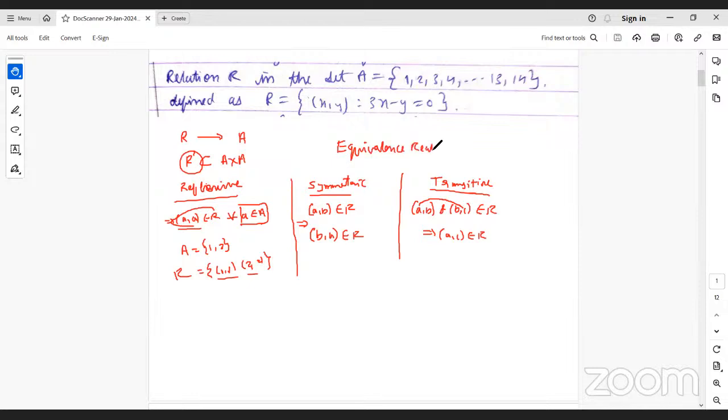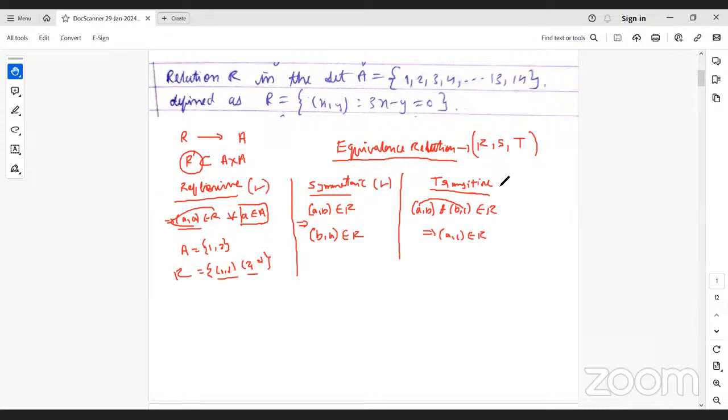So an equivalence relation is a relation which exhibits all the three types: it must be reflexive, it must be symmetric, and it must be transitive. If it is all three, then such a relation is said to be an equivalence relation. With the help of these definitions, we will try to solve the examples. I hope the definitions are clear.